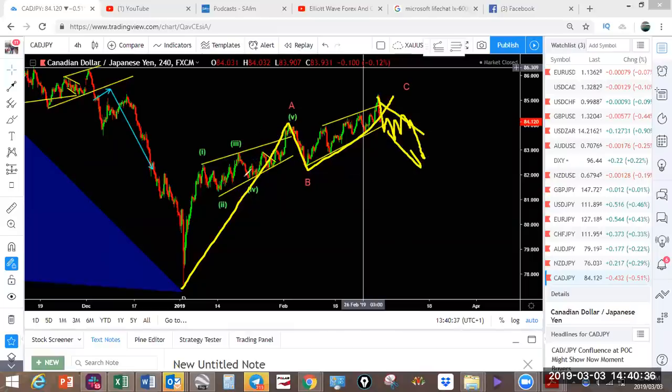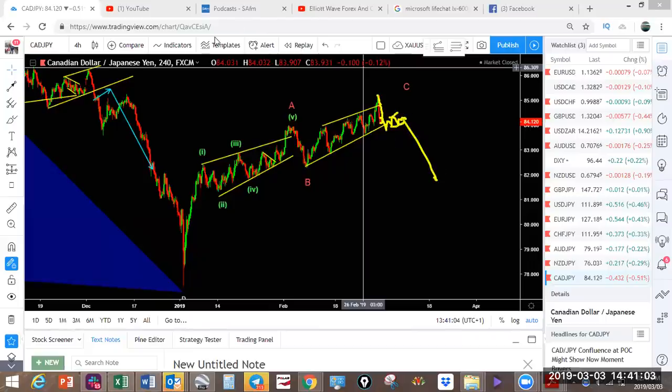This is what the guidelines help you with. The ABC and the WXY will tell you which structure to expect. We had an impulsive move that ended with a diagonal and a corrective structure. We're labeling it AB because of this nature and this nature, so we knew what the C should look like in terms of structure. Now it's making a diagonal, so what we're expecting here, we've got an impulsive move here, expect a corrective structure here.